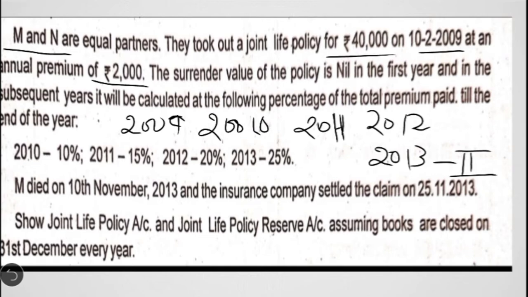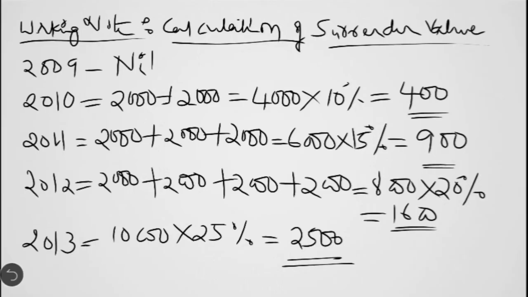Okay. And here we need to prepare these two accounts by assuming that the books are closed on 31st December every year. So the accounting year begins on 1st January and it ends on 31st December of every year. So based on this, as the percentage of surrender values are given, it is better to calculate the actual surrender value in terms of amount in the working note. So let us calculate that.